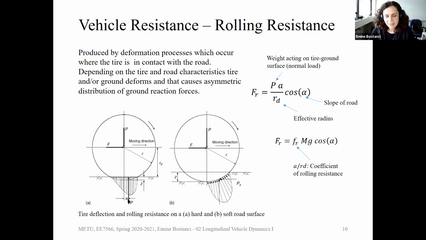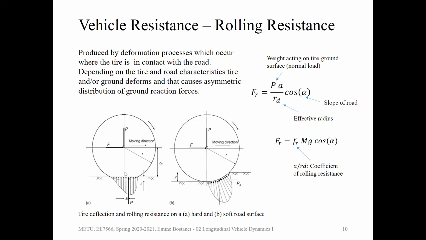But this A, how much deformation we have, is going to depend on the tire, on the temperature, pressure, and also the road surface. So it's going to change with many environmental effects. And this is going to create a torque in the reverse direction. This torque can be calculated as P times A.